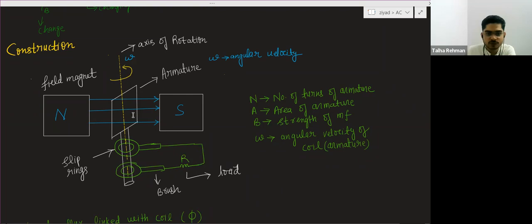So basically what is happening: mechanical energy means you are applying a force on this coil and this coil is rotating, so you are giving mechanical energy to this coil, and in return this whole AC generator is giving the current, meaning it is giving electrical energy. So here, mechanical energy is converting into electrical energy.